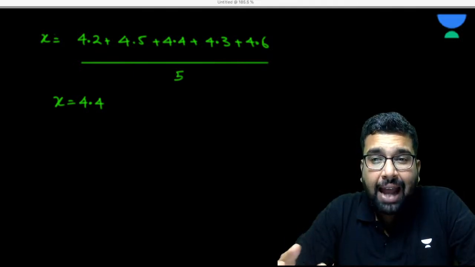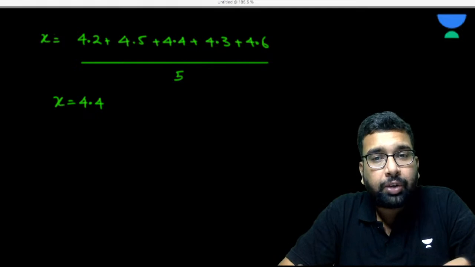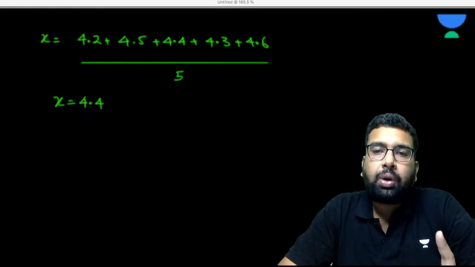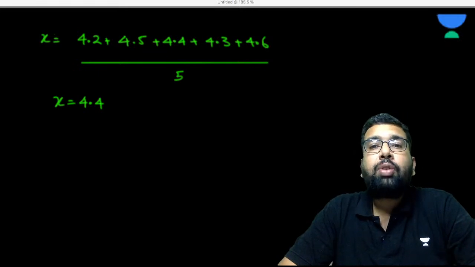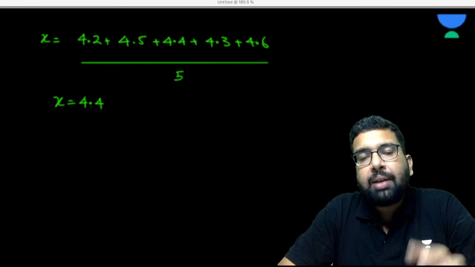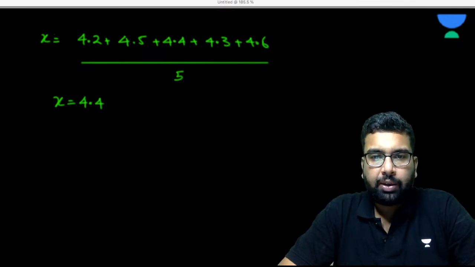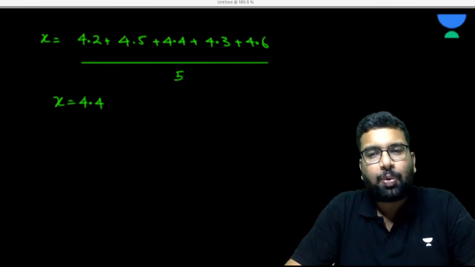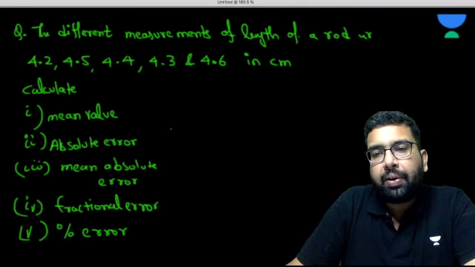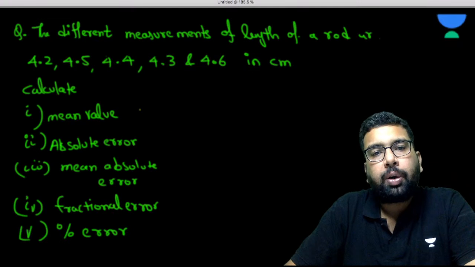So here we are adding some significant figures. When we are adding, the final solution must be rounded to the same number of decimal places as present in the value with the minimum decimal places. So here it is 4.4, no problem. Now the mean value is sorted. This is 4.4. Very good.